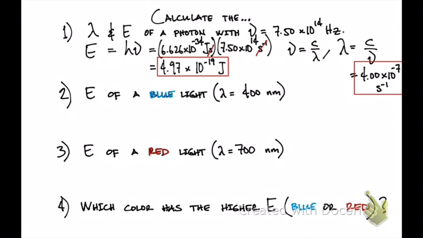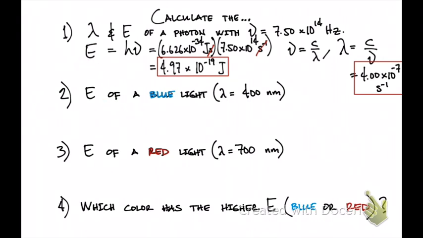All right, for the second question here, calculate the energy of a blue light with a wavelength of 400 nanometers. Okay, so we can't use this equation up here because we're not given the frequency. What you can do is convert this to frequency first if you like, and then plug it into this same equation. Or we can just use the combined equation, right, relating energy and wavelength.